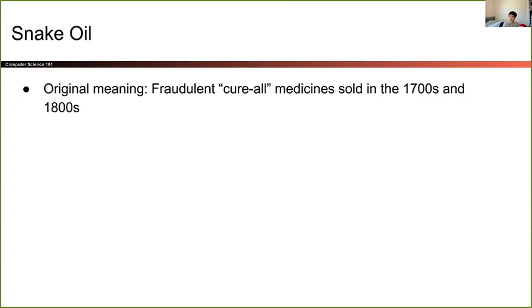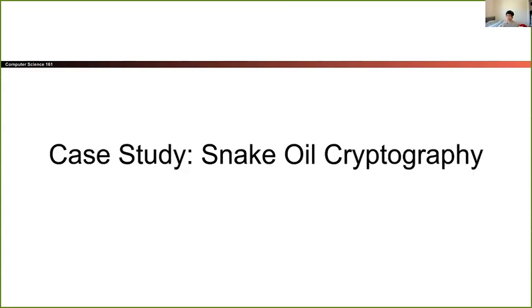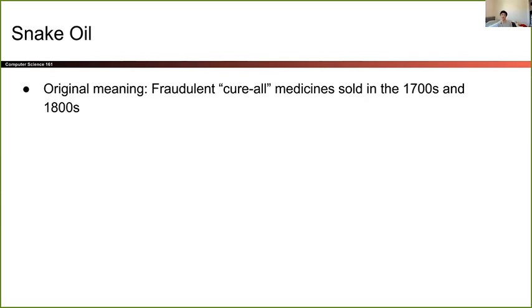Now we're going to talk about something called snake oil cryptography. Snake oil in general originally comes from the 17 and 1800s, and referred to cure-all medicines, literally snake oil, that was supposed to cure headaches and diseases and basically anything that the marketers could think of.